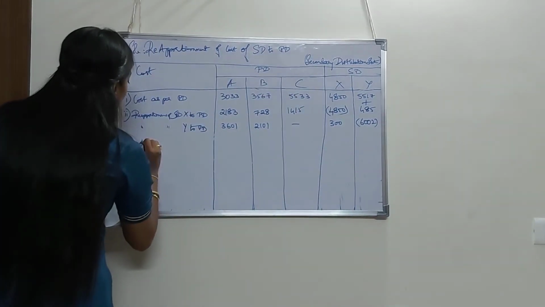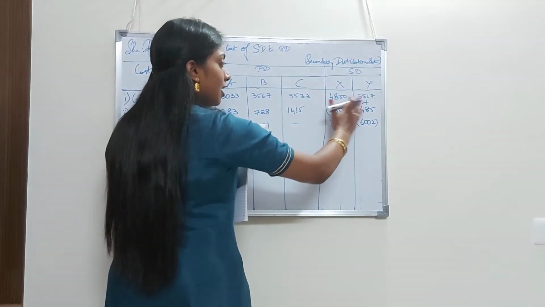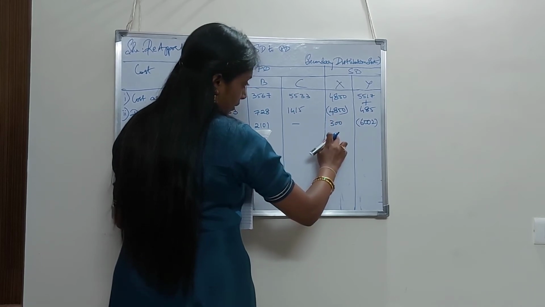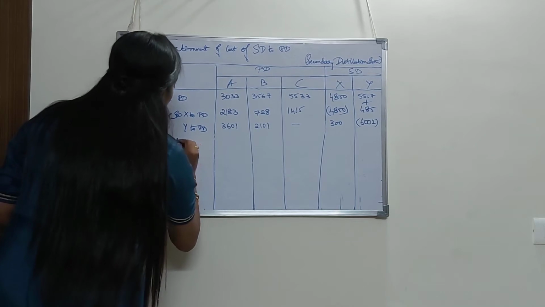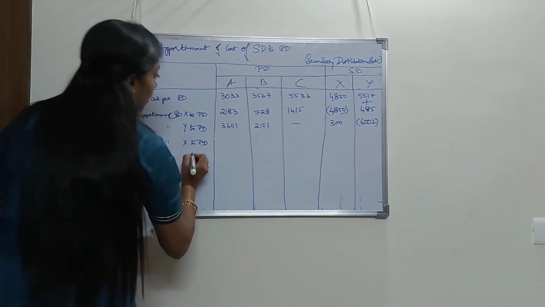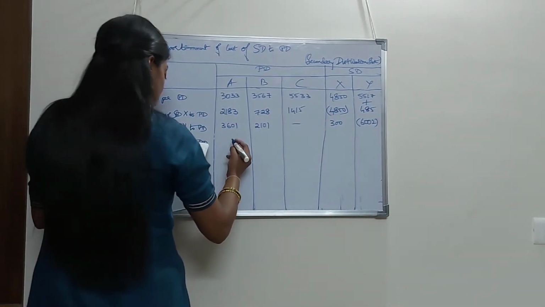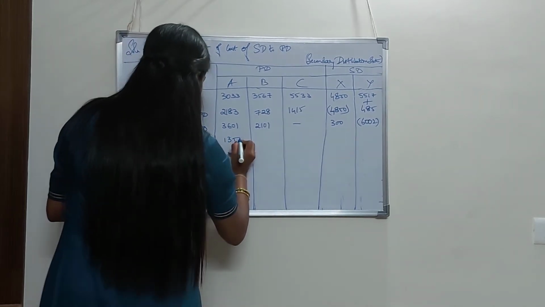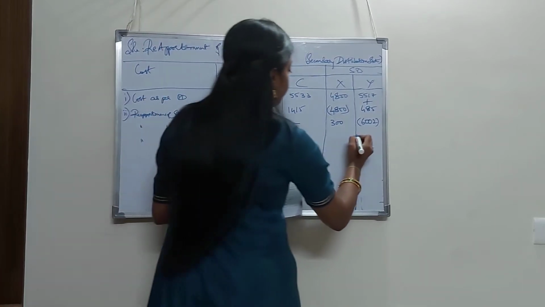Next, reapportionment. Now this Y department's expenses are exhausted, but still X department has got 300 pending. So this 300 again we have to reapportion. So reapportionment of service department X to production department. Whatever the 300 amount is pending, this 300 we are going to allocate. It is 135, 45, 90, 30.